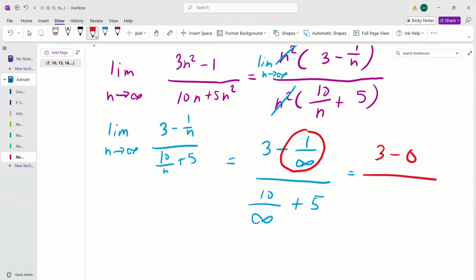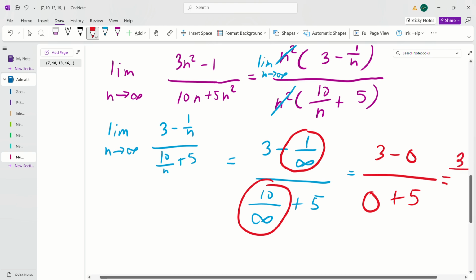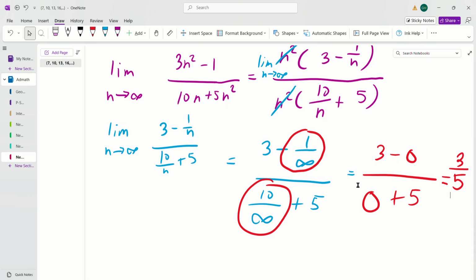All over, so let's analyze the behavior of 10 over infinity. As the n gets bigger, it also approaches 0. So we have 0 plus 5. In short, the limit here is 3 over 5. So that's another way on how to evaluate the limit.